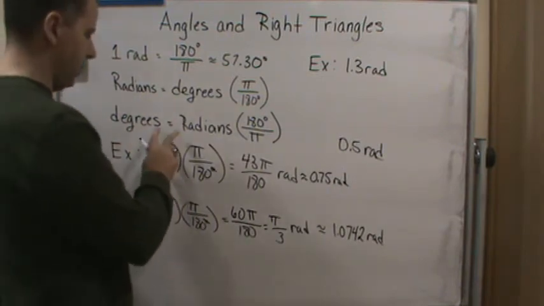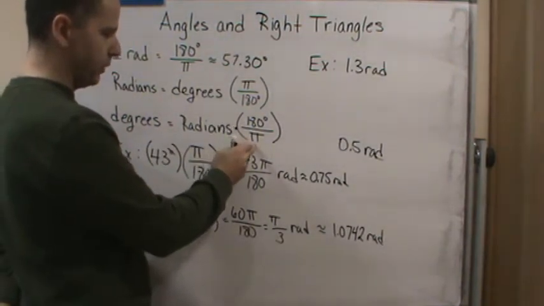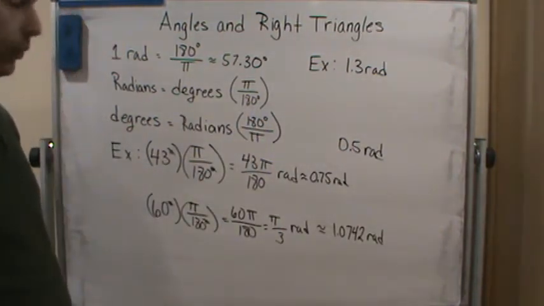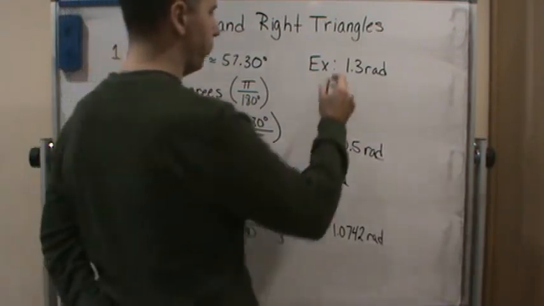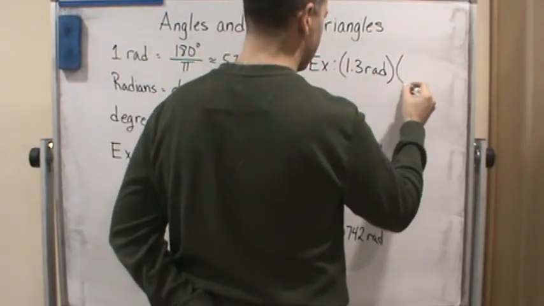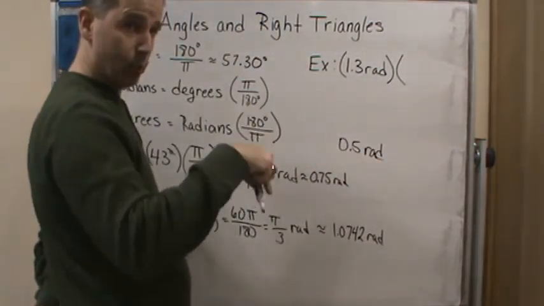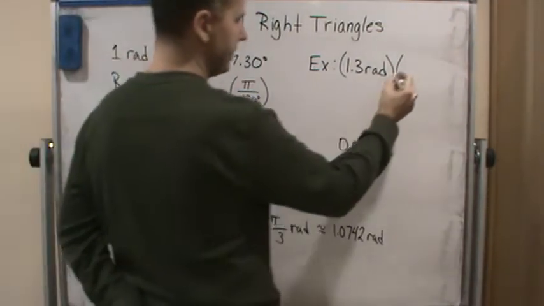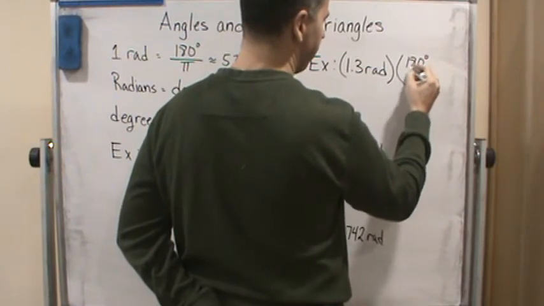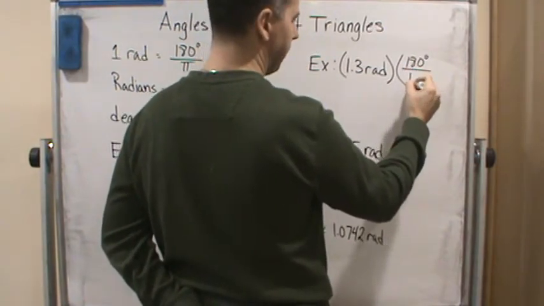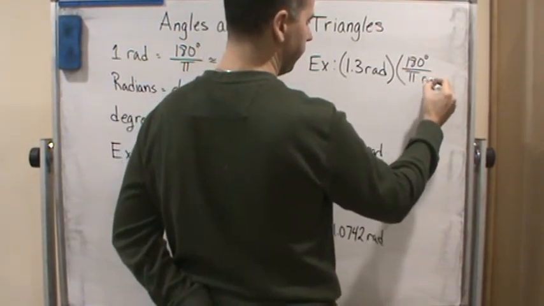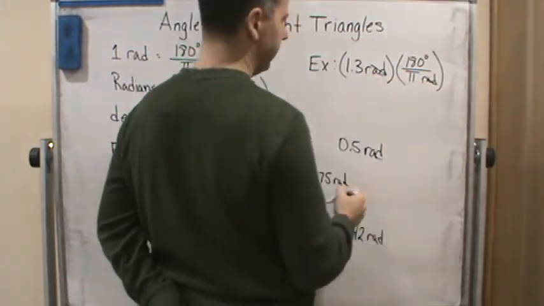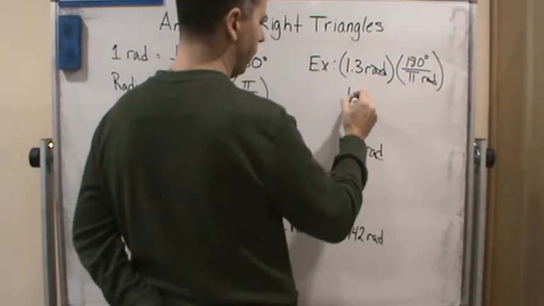Now, what if we want to go from radians to degrees? Now we're going to use this equation. Basically, we're just going to multiply by the reciprocal of what we were doing before. If I want to go from radians to degrees, I make sure degrees are on top and radians are on the bottom so that the radians cancel. So I want 180 degrees on top, and 180 degrees is equal to pi radians. The radians cancel, and so I end up with what?